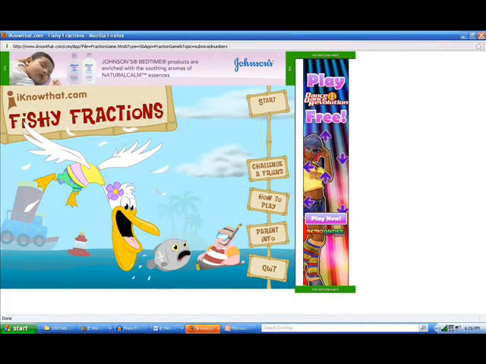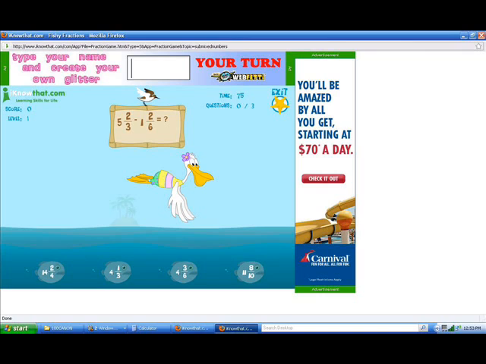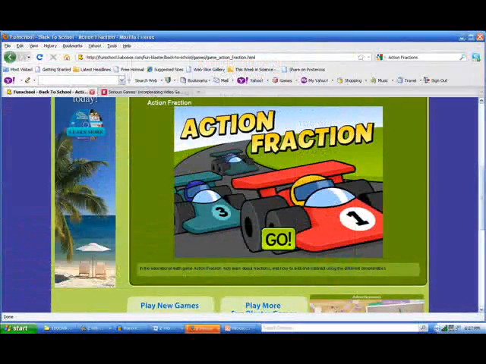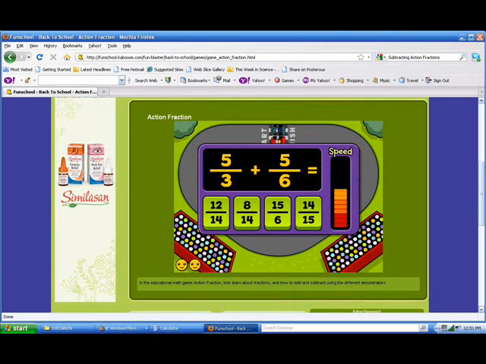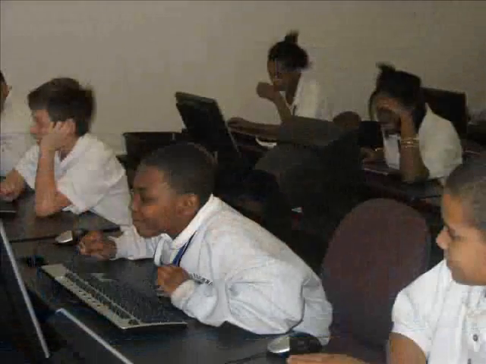In the Fishy Fractions game, students add and subtract mixed numbers while racing against the clock and maneuvering a pelican to avoid obstacles to the correct answer. Each game board is leveled and gives students increasingly difficult problems as they go along. In Action Fractions, students must correctly add and subtract mixed numbers in the given time frame in order to fuel their race car. Students go through 4 levels, beginning with like denominators and ending with mixed numbers and renaming fraction problems. As students played the games, their engagement and their learning was astounding.